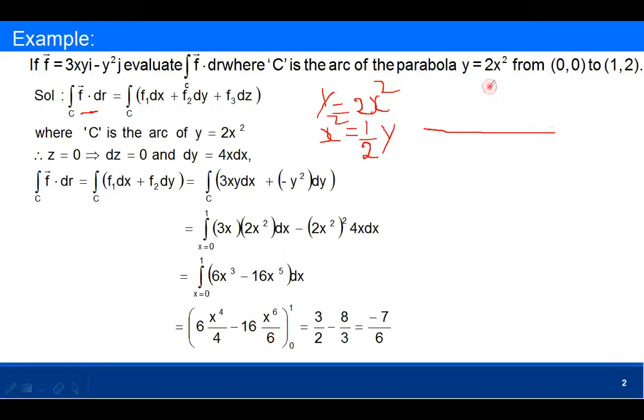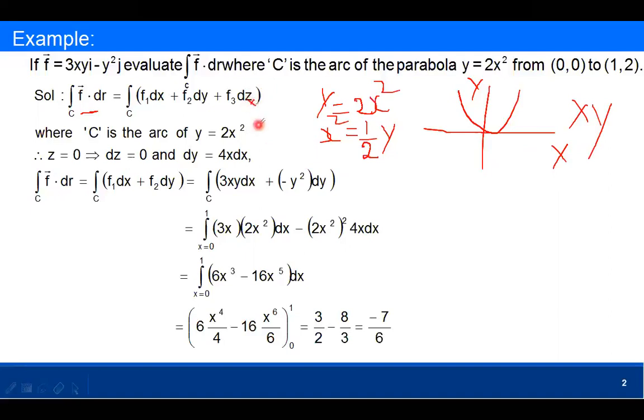So this is x square equal to y by 2. That means it is on the xy plane. On the xy plane z is 0, so therefore dz is 0. So that means this term will be 0.